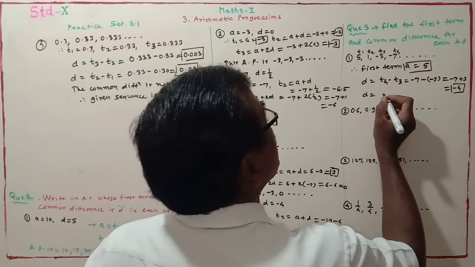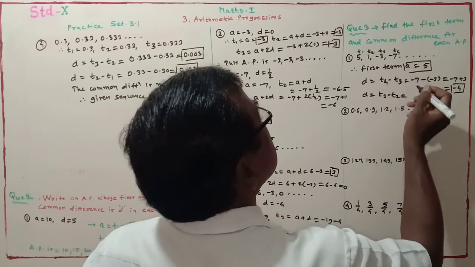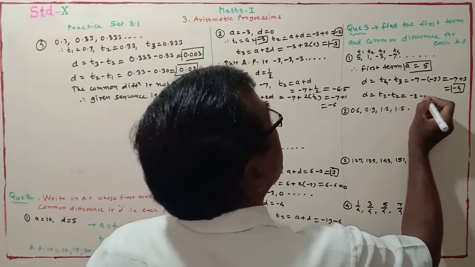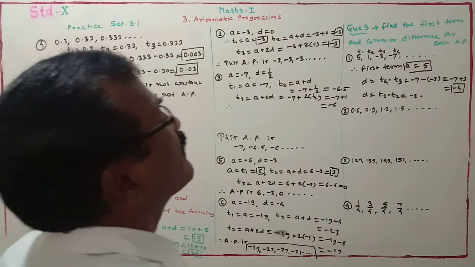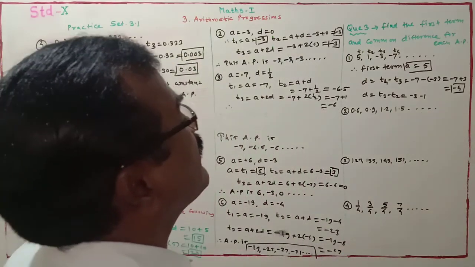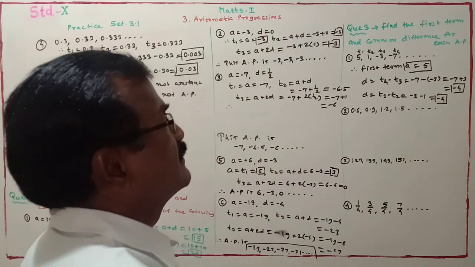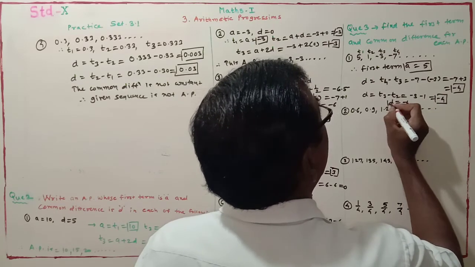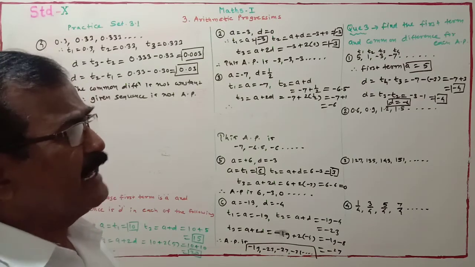We write another D is T3 minus T2, T3 is minus 3 and minus 1. Minus 3 minus 1 is minus 4. This is common difference. D is equal to minus 4. This is common difference.